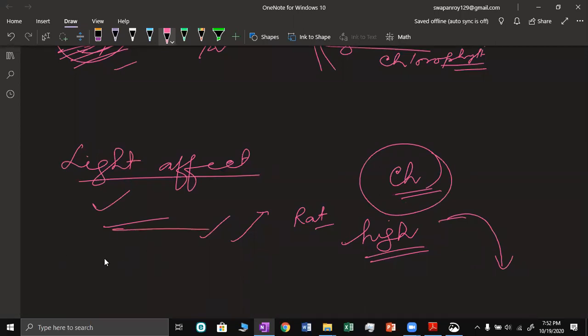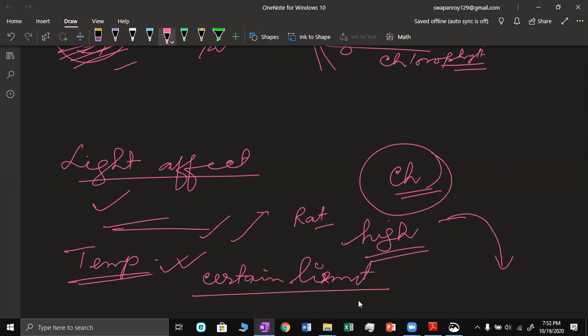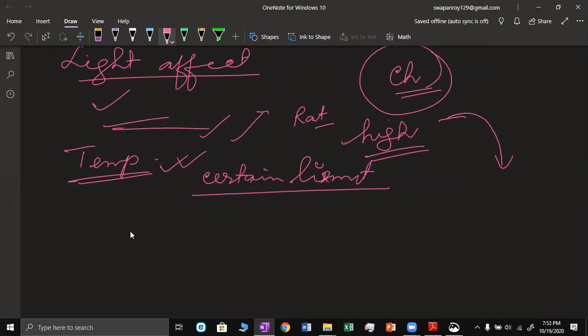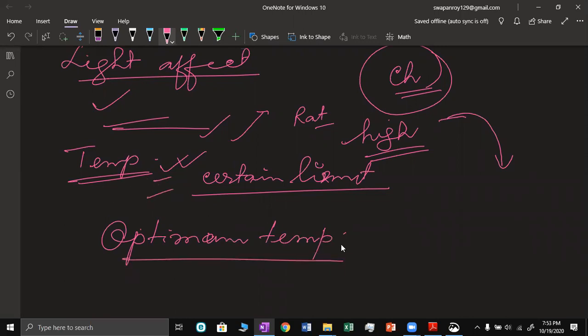In the similar way, the temperature also is there. With the rise in temperature, the rate of photosynthesis increases, but up to a certain limit. This optimal temperature is the temperature at which the rate of photosynthesis is maximum, that is the optimum temperature. Optimum temperature, optimum light intensity, optimum carbon dioxide concentration. This is the concentration or the quantity at which a biological process takes place at its maximum.